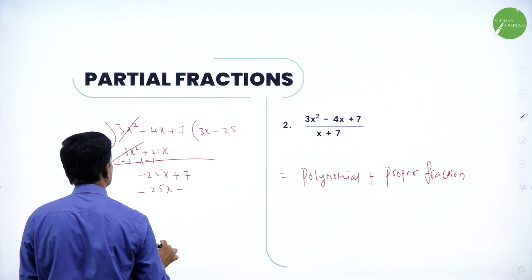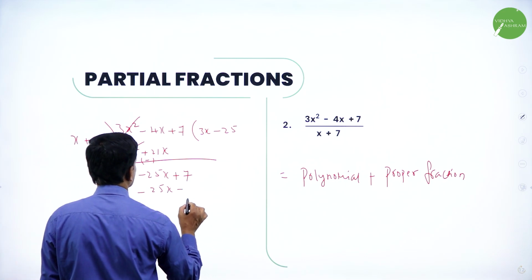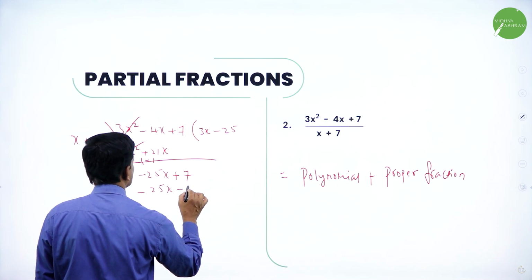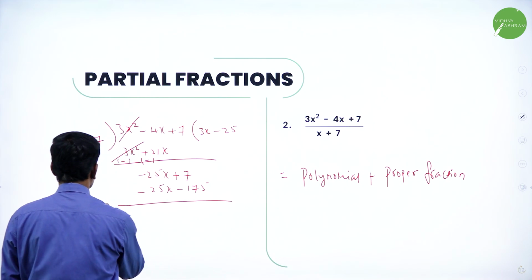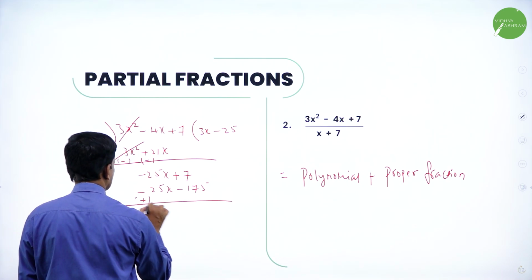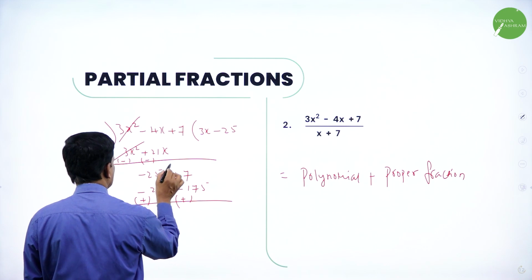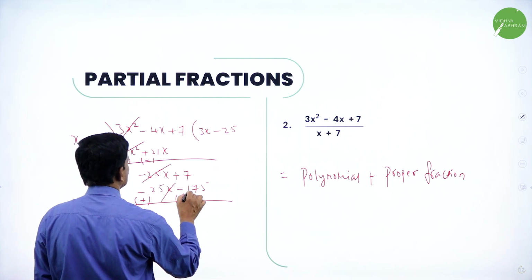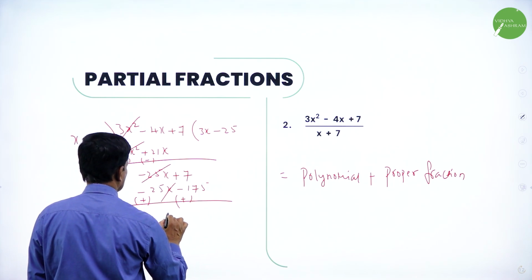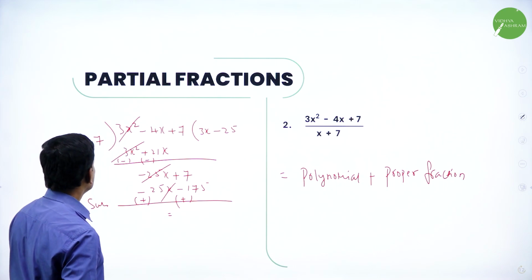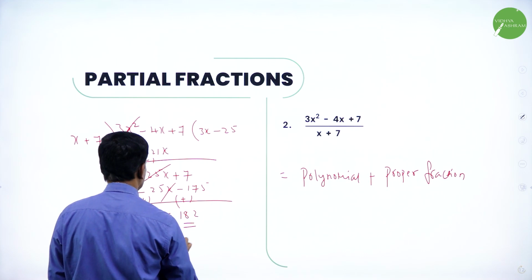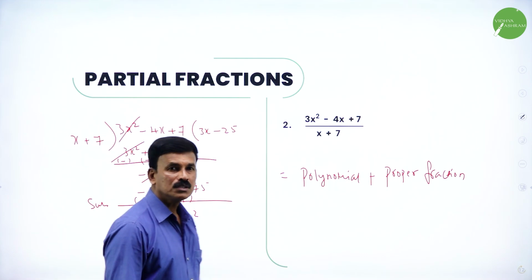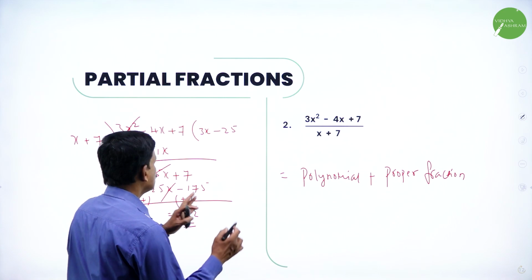Minus into plus, it is minus 25 into 7. 25 into 7 is minus 175. Now just subtract. This becomes plus and plus. Plus 25x minus 25x gets cancelled. So 175 plus 7 is equal to 182. Okay. So therefore this can be put as the polynomial.